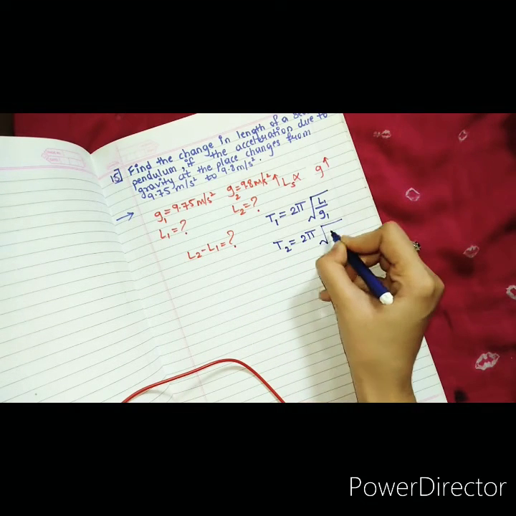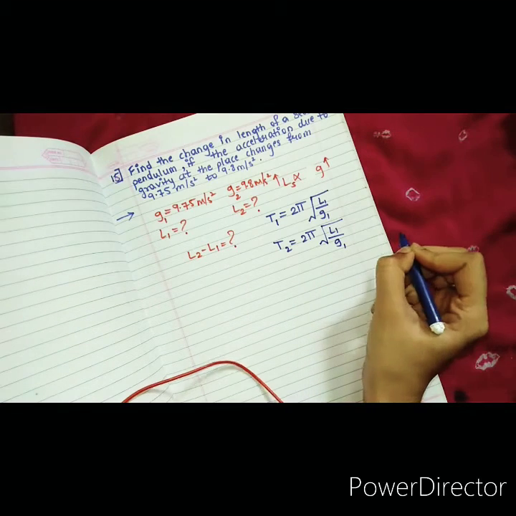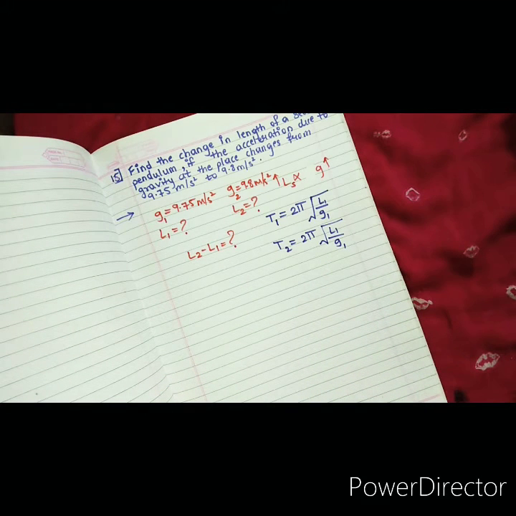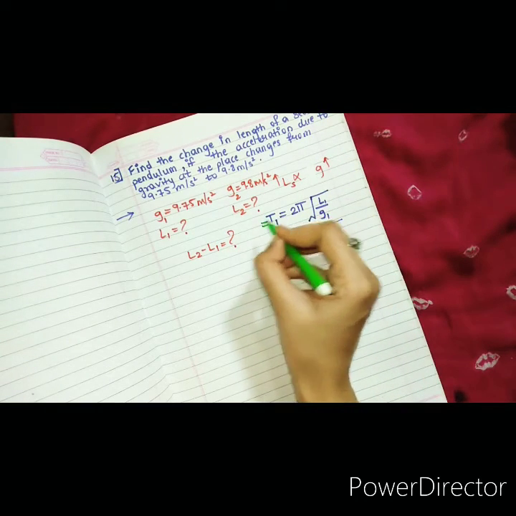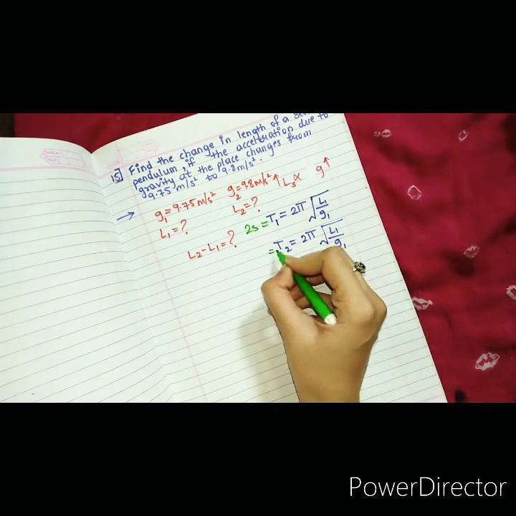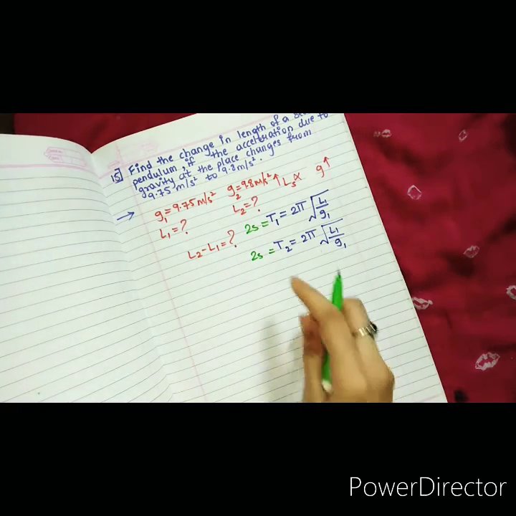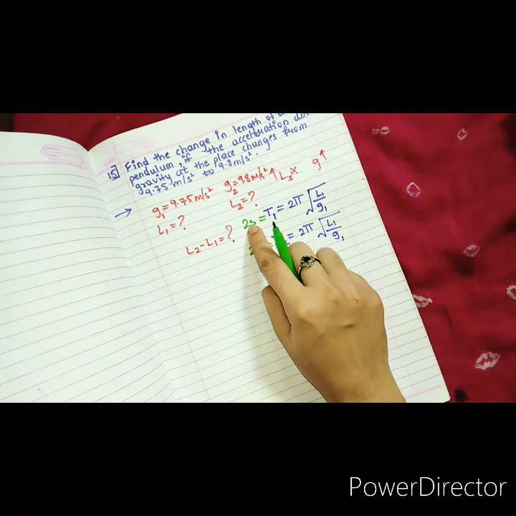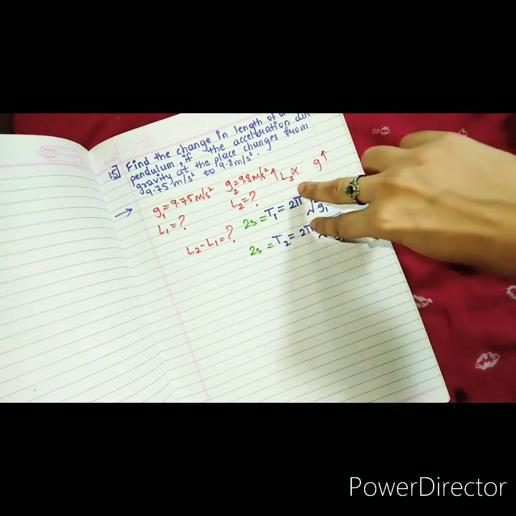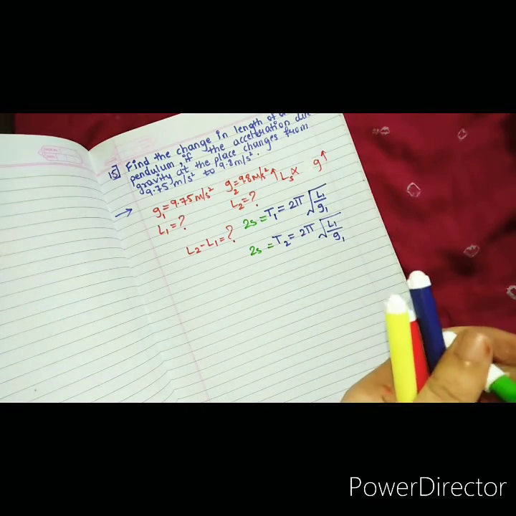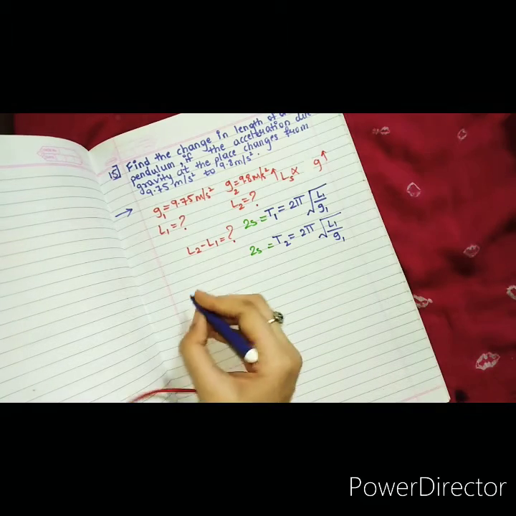Then it is T2, that will be 2 pi root L1 upon G1. Now you should look into this. It is a seconds pendulum, so T1 will be 2 seconds and T2 will also be 2 seconds. Means the left hand side for both those equations is the same. So can I write the right hand sides are equal? Yes, of course I can write.